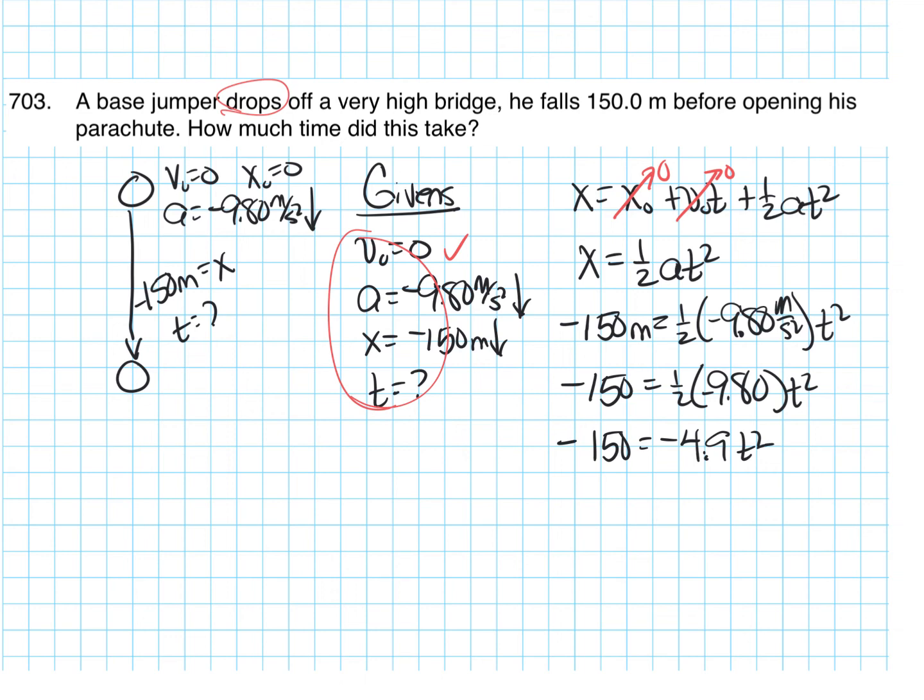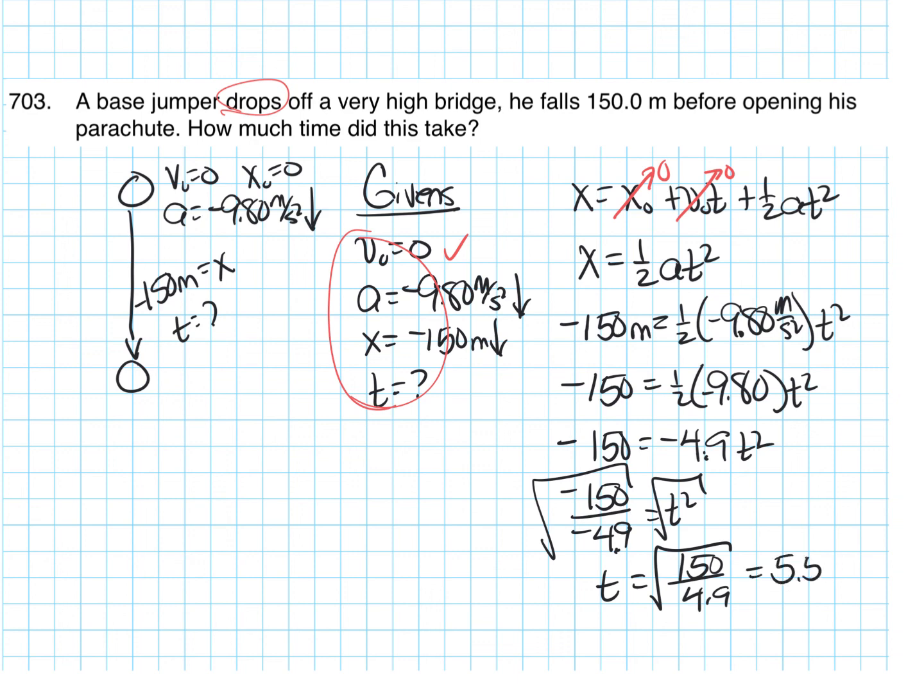And so I need to divide both sides by 4.9. That'll be negative 150 divided by negative 4.9 equals t squared. So that means, well, a negative on top and a negative on bottom, the negative signs are going to cancel out. So that's going to be equal to 150 divided by 4.9. And to isolate t, I'm going to have to square root both sides. So t is equal to the square root of 150 divided by 4.9. That means that t is going to be 5.53 seconds.